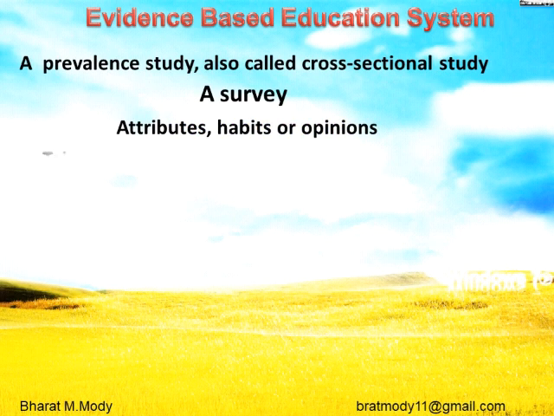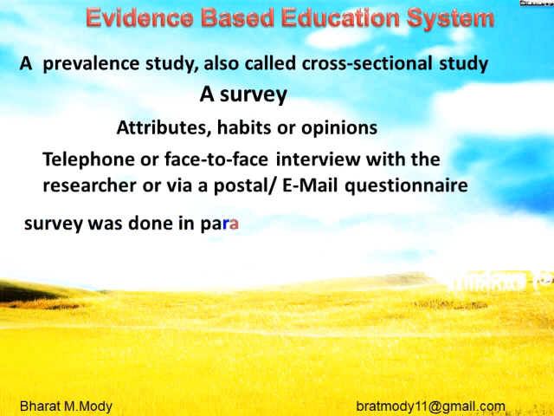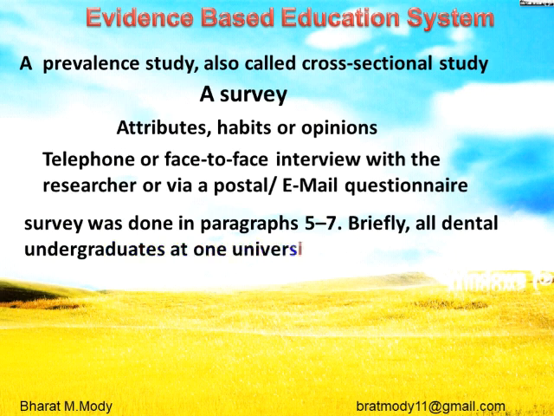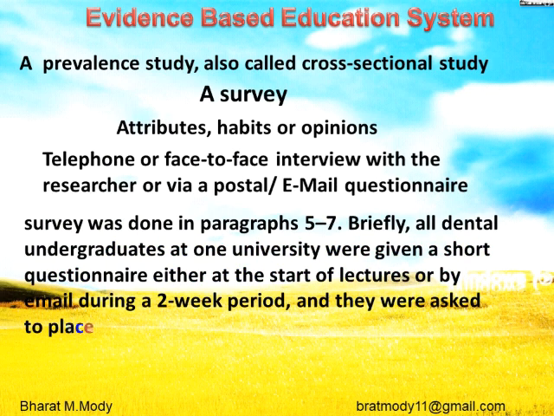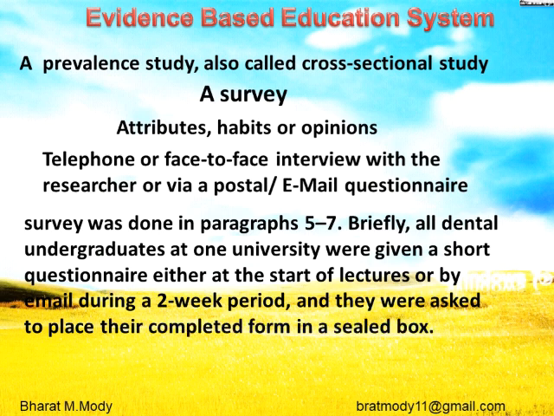A prevalence study is generally also called a cross-sectional study, and it is generally done by a survey. The attributes, habits or opinions are the events which we record either by telephone, face-to-face interview, sometimes with email. In this particular article, the survey was done by going to each class and getting the questionnaire taken and kept in a box without the student name, so anonymity was kept.